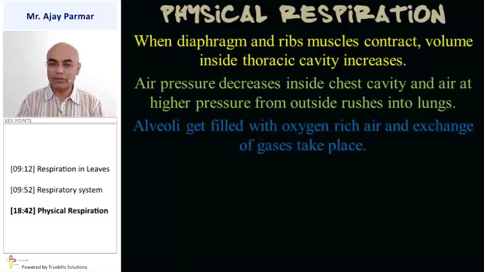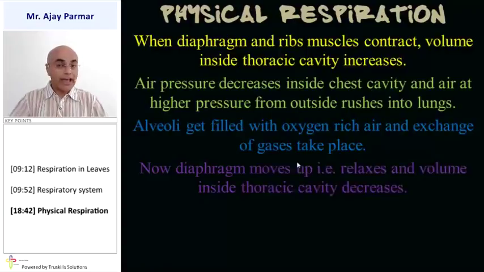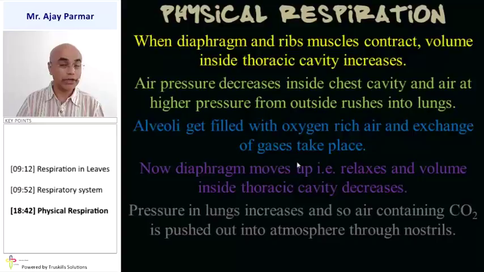The alveoli get filled with oxygen-rich air due to that. Exchange of gases takes place. We saw that just now, isn't it? Now what happens? The diaphragm moves up. Diaphragm moves up means it relaxes. That means the volume of the thoracic cavity decreases. Decreased volume means increased pressure. Pressure inside the thoracic cavity, or in the lungs, is very high as compared to the pressure outside in the atmosphere. So the air which is rich in carbon dioxide is given out through the nostril.